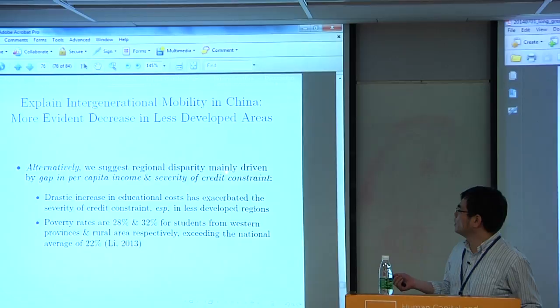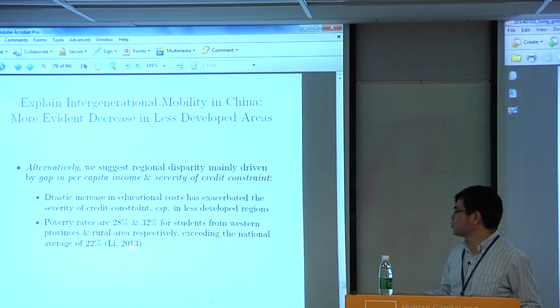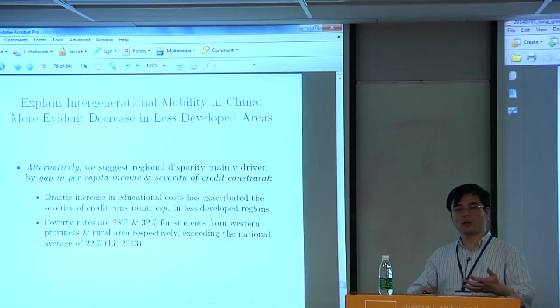Again, regional disparity, which you know. For example, profit rates are 25, 28, and 32 percent for students from western provinces and rural areas respectively, exceeding the national average of 22 percent. So this is an issue: education costs are rising too fast relative to family income increase.